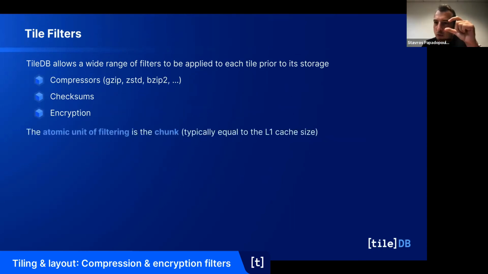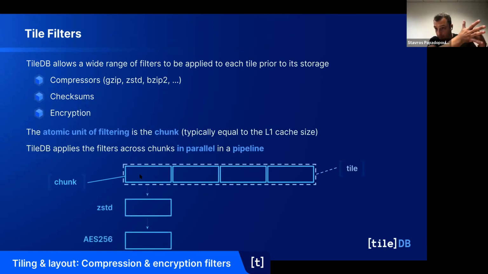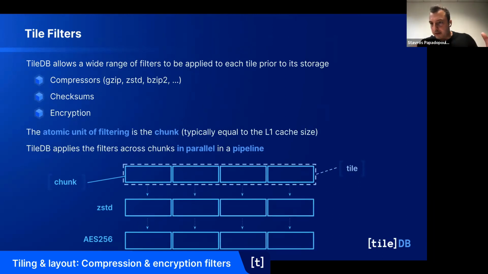But the actual atomic unit of filtering is the chunk. And the chunk is fixed to the L1 cache size. This allows us to optimize a lot the way we process the filters and the way we have the L1 cache communicate with RAM, so that we minimize these interactions. So effectively what TileDB does is it takes the tile, chunks it further, and then passes each of the chunks through a pipeline. It could be, for example, Zstandard compression followed by encryption. And this is done in parallel on multiple threads, and it is very, very efficient in TileDB.